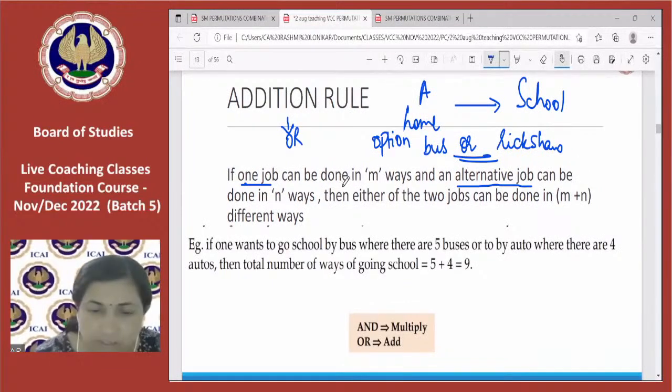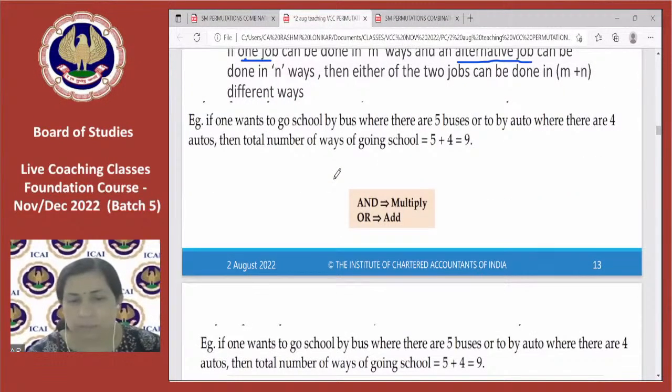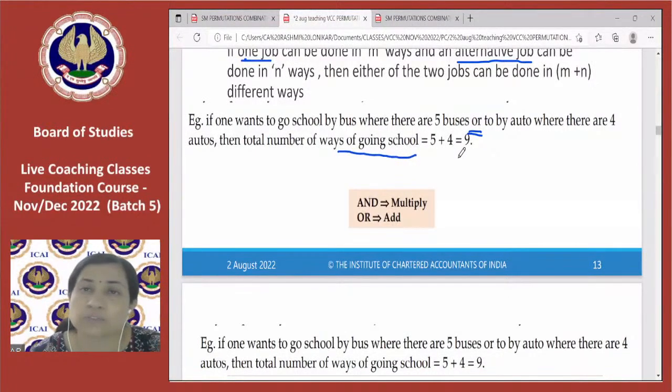So if one goes to school by bus, where there are 5 buses, or by auto, where there are 4 autos, then the total number of ways of going to school is 5 plus 4, which is 9 ways.